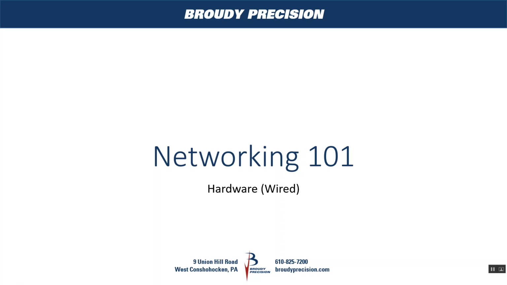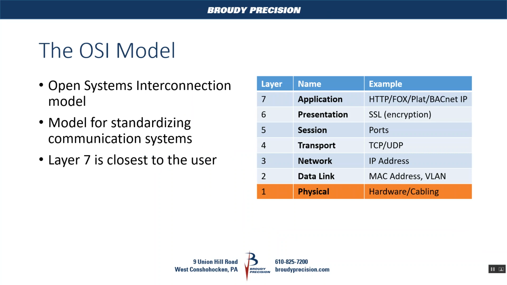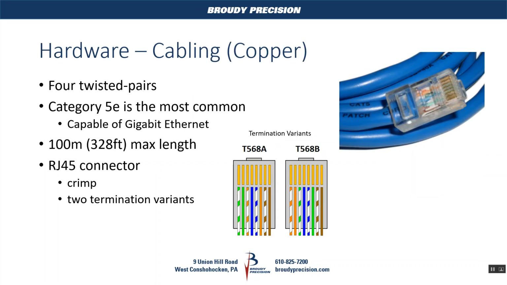Our second video in the series will be focusing on hardware and the wired side of Ethernet. So if we go back to our OSI model, that first layer is hardware and cabling, and that's what we're going to look at in this section. So the first piece of hardware, and the piece that probably most people think about first, is cabling. And we're going to look at copper first, and then we'll look at fiber optic.